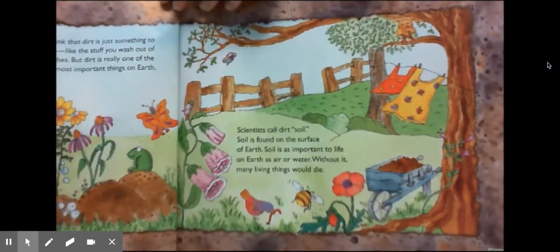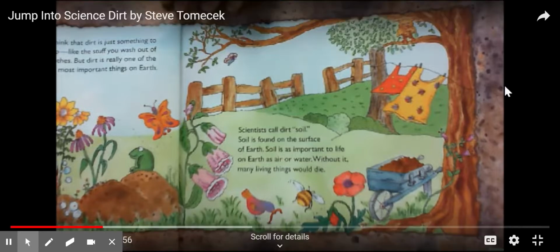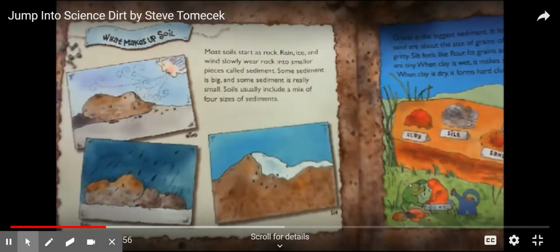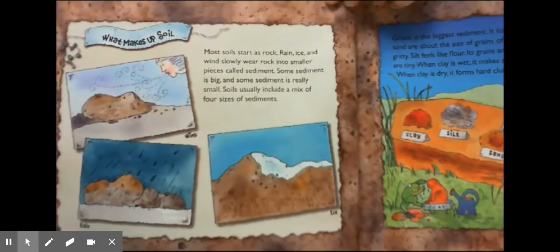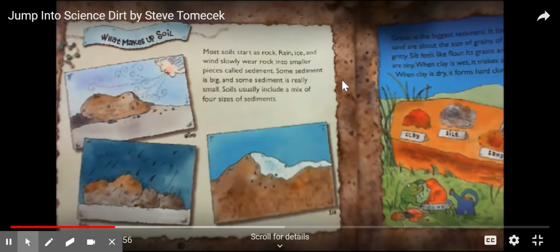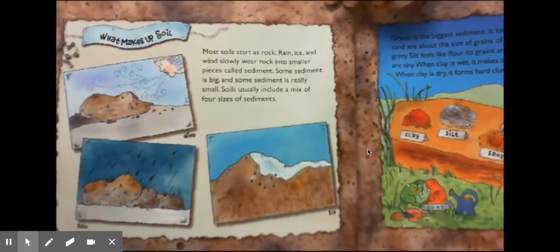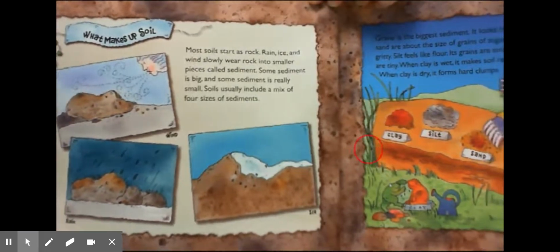Soil is as important to life on Earth as air or water. Without it, many living things would die. What makes up soil? Most soils start as rock. Rain, ice, and wind slowly wear rock into smaller pieces called sediment. Some sediment is big and some sediment is really small. Soils usually include a mix of four sizes of sediment.